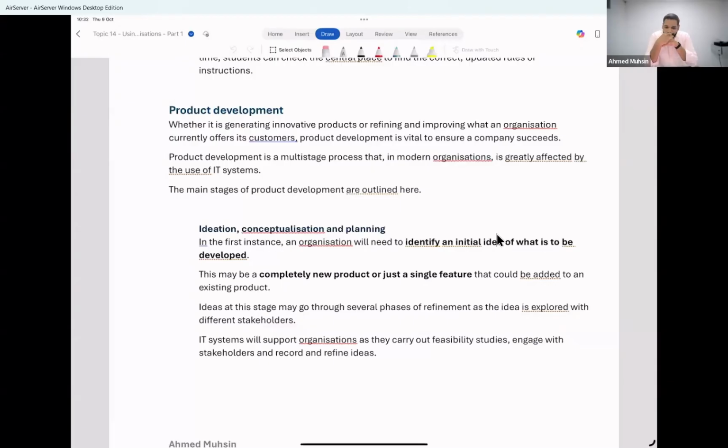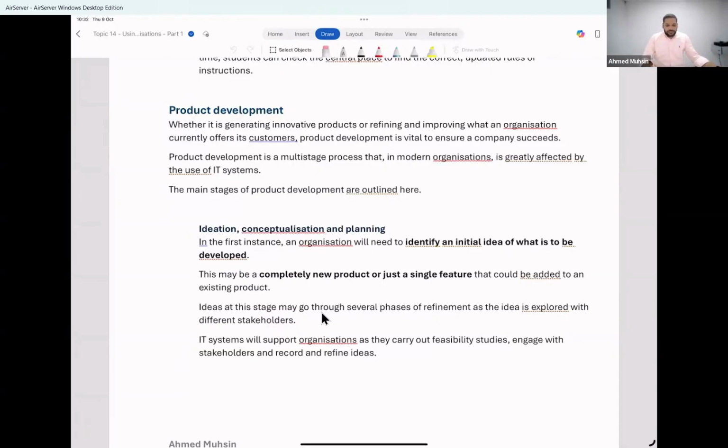Okay, so can you guys read this? In the first stage, in the first instance, the organization will need to identify an initial idea of what is to be developed. This may be a completely new product or just a single feature that could be added to an existing product. Okay, ideas at this stage may go through several phases. So when you're talking about ideas, you keep refining your ideas, right? You keep making it better and better and better.